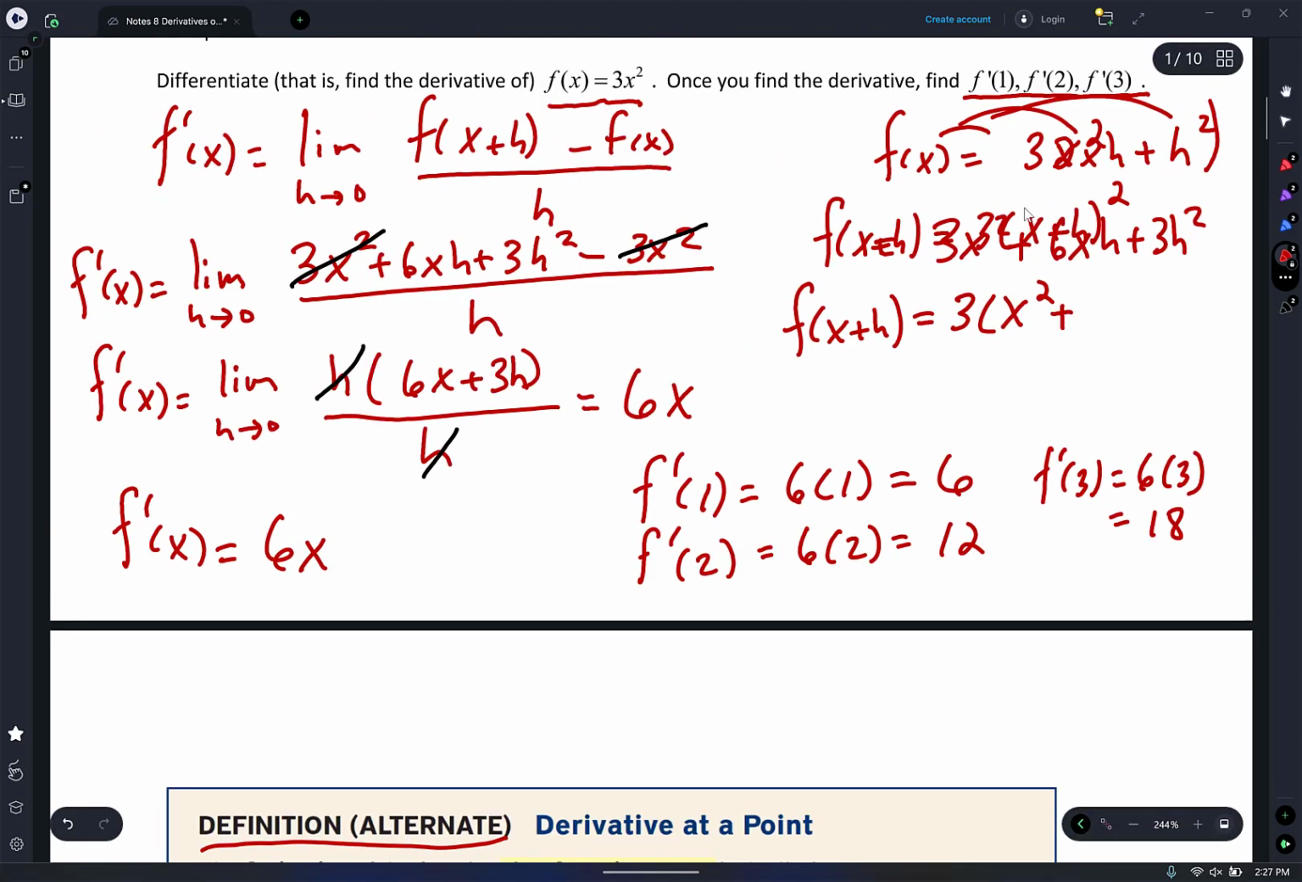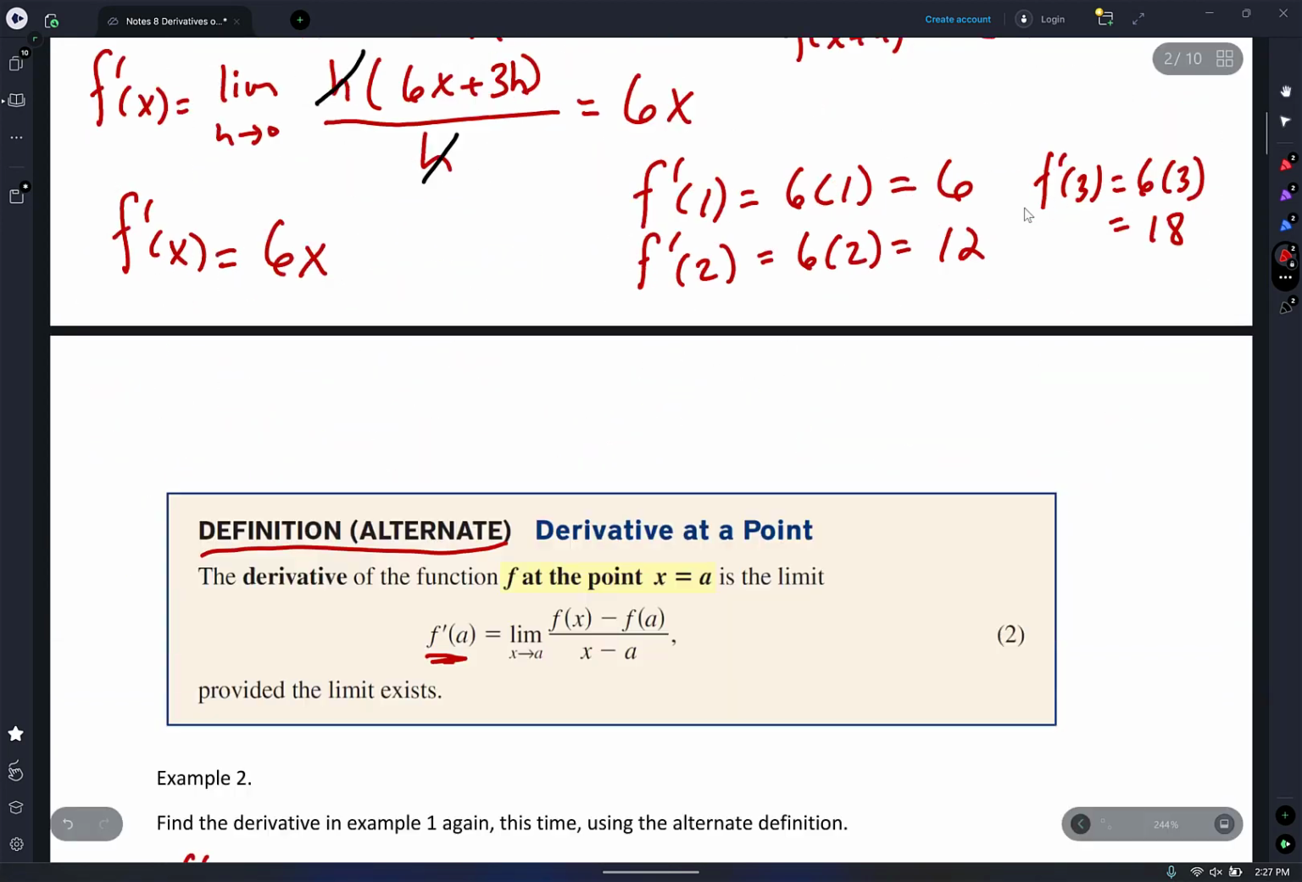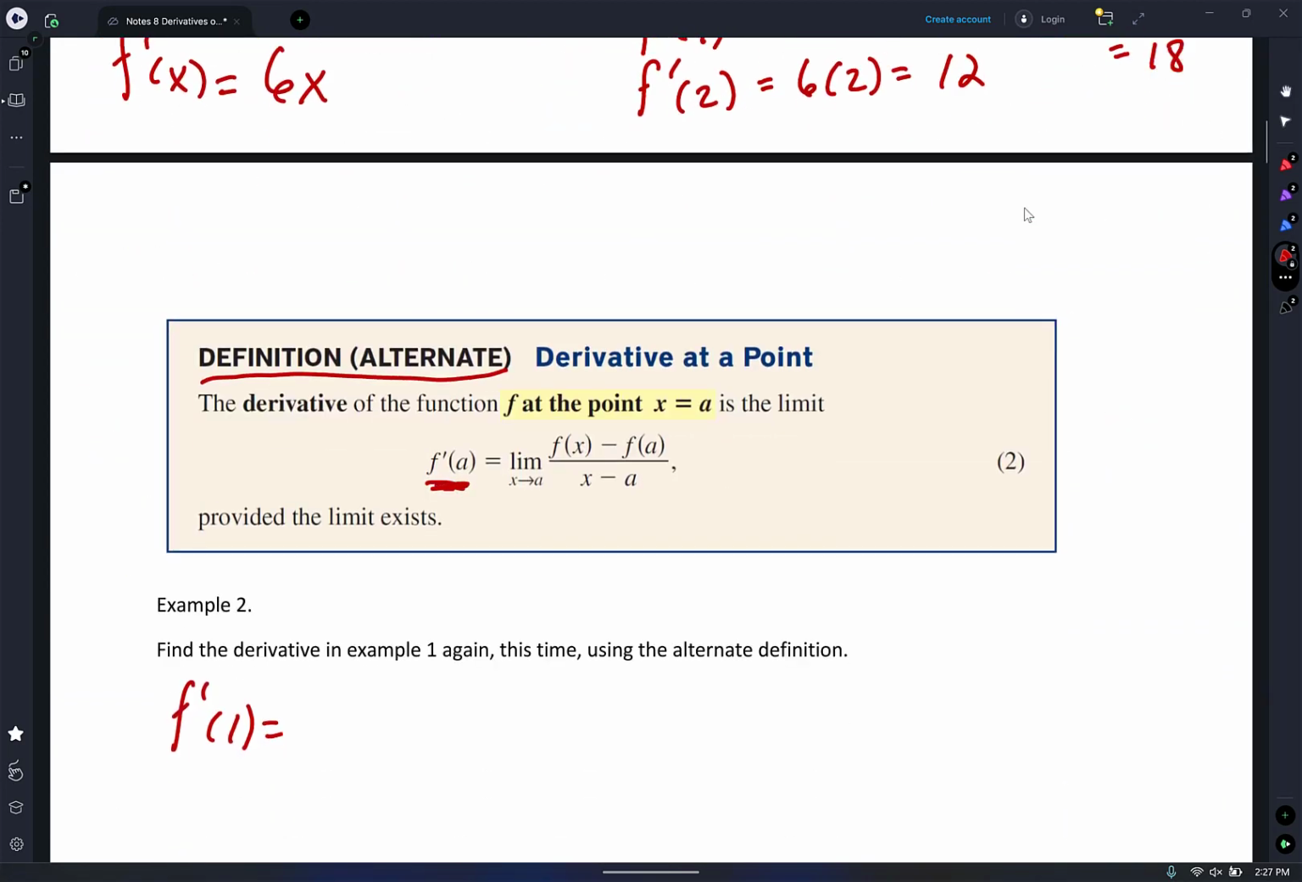I think I mistyped it because I wrote the definition as f prime of a. Find the derivative in example 1 again. Okay, well, no, I didn't just mistype it. You could say find the derivative f prime of 1, f prime of 2, and f prime of 3. You're not going to get an expression of this because you're setting x equal to a point already. You know what I mean? So you're not going to get an expression. You're just going to get a number right off the bat.